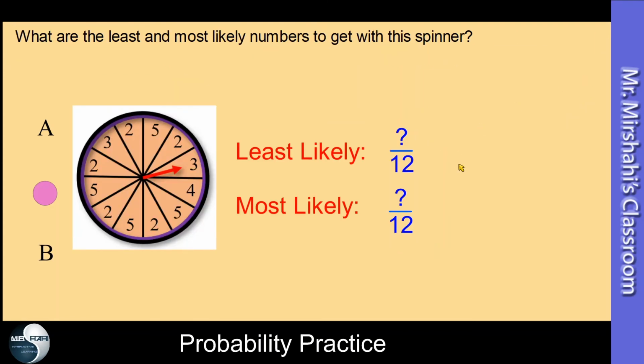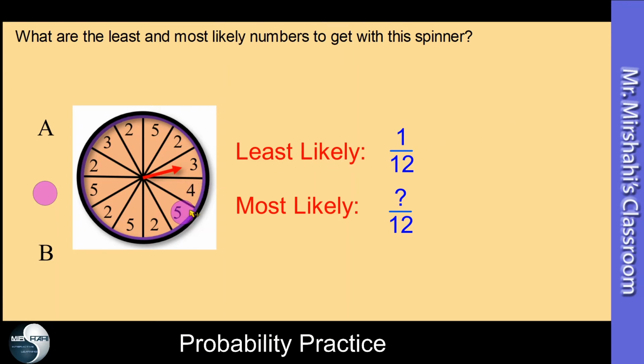What are the least and most likely numbers to get with this spinner? We only have 1, 4. That's our least likely. Least likely is 4. 4 is least likely. There's only 1 out of 12 chance of the spinner landing on that. So least likely is 4.